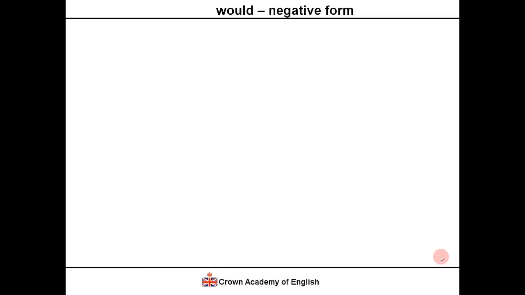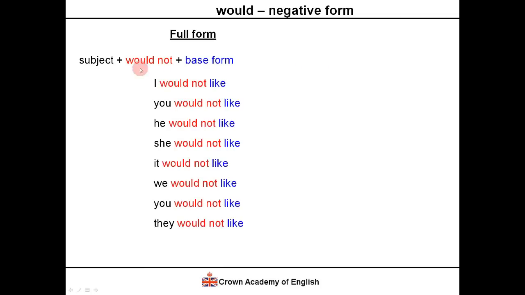Would in the negative form. So the full form is the subject followed by would not followed by the base form of the verb. So this part doesn't change. It is always would not plus the base form. And here we are using like as an example. I would not like, you would not like, he would not like, she would not like, it would not like, we would not like, you would not like, and they would not like.